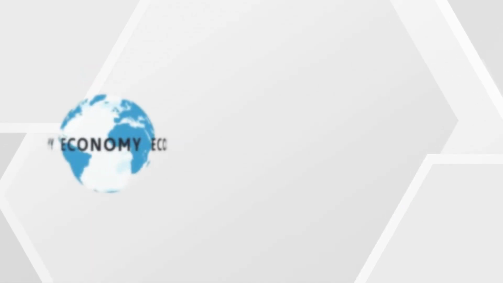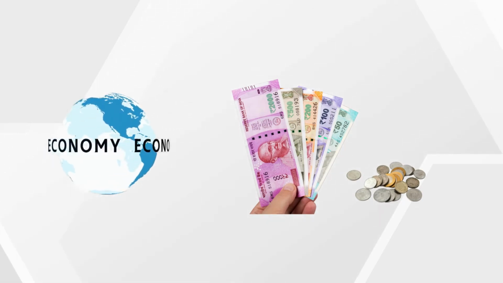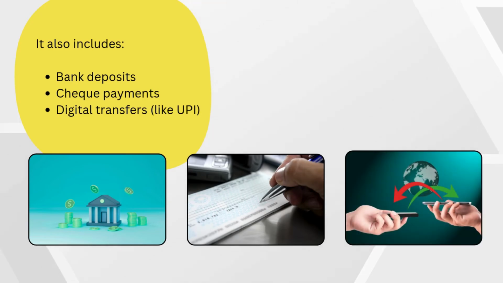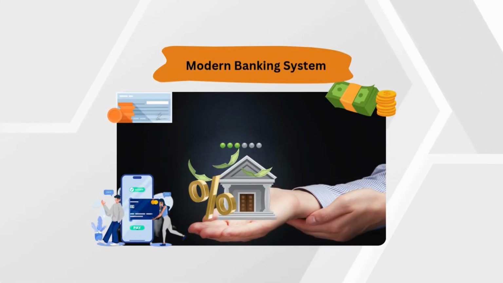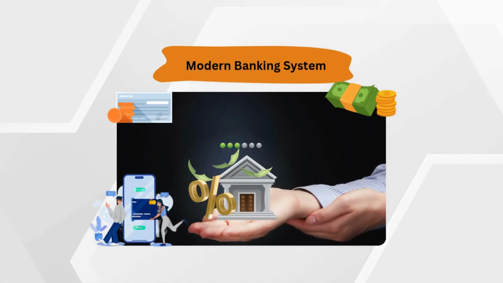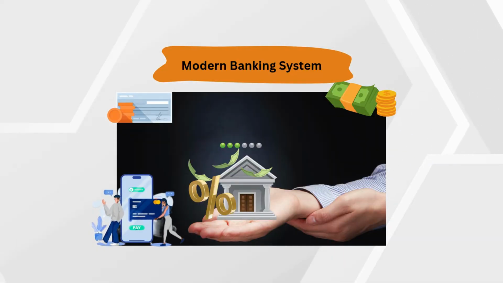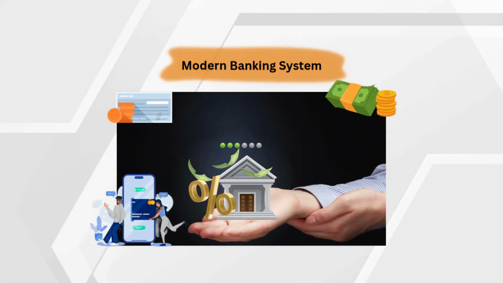Moving on, in today's economy, money isn't just paper or coins. It also includes bank deposits, check payments, digital transfers like UPI. All of this works smoothly because of the modern banking system. Without banks, there would be no deposits, no check payments, no digital transactions. That's why banks play a very important role in our money system.